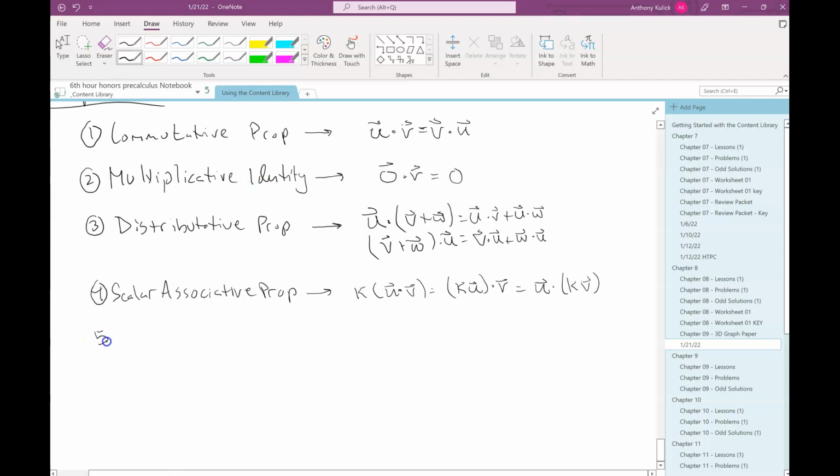And then the last one is the magnitude property that says that u dot u is going to equal the magnitude of u squared.